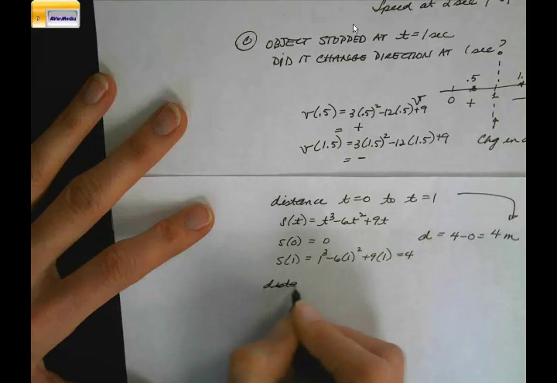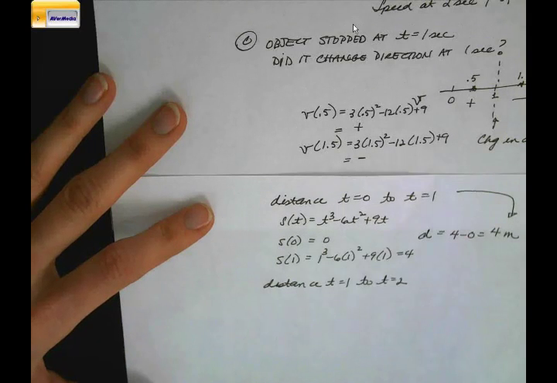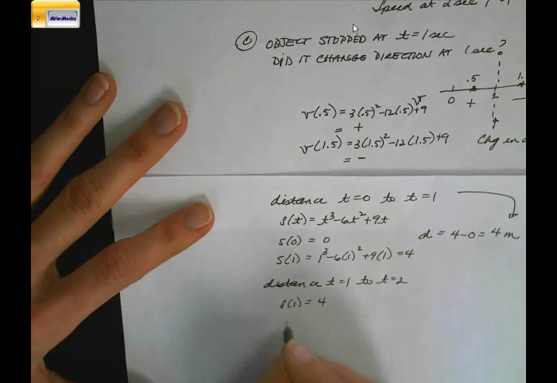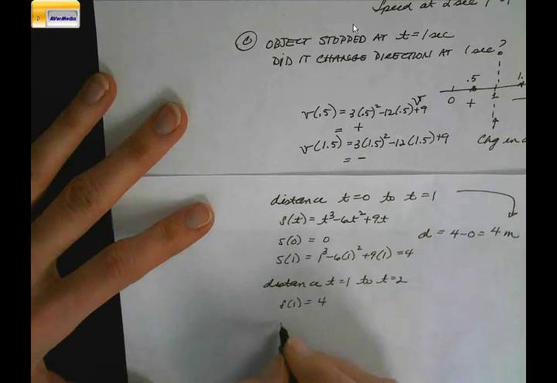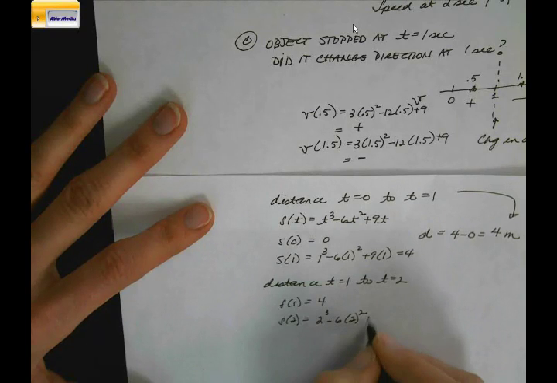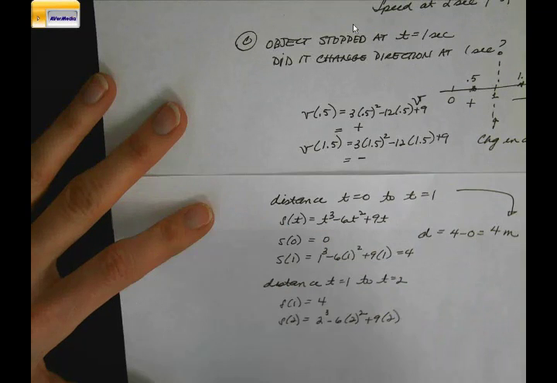Now the second part is what was the distance covered from time equaling 1 to time equaling 2, because you stopped and you went the other way. So the position at 1 was 4, you were sitting 4 units out at 1 second, and at 2 seconds, it's 2 cubed minus 6 times 2 squared plus 9 times 2, which is 8 minus 24, which is negative 16, plus 18, which equals 2. So what's the distance between 4 and 2? 2.